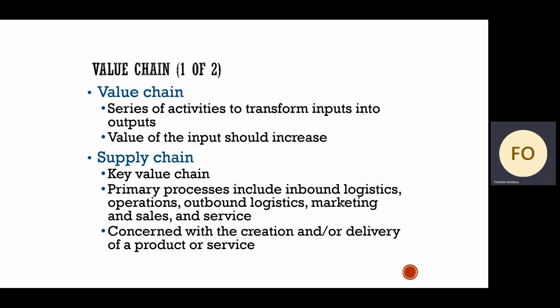In a manufacturing organization, the supply chain is a key value chain whose primary processes include inbound logistics, operations, outbound logistics, marketing and sales, and services. So an organization's supply chain encompasses the processes required to get the right product or services into the right consumer's hand in the right quantity, at the right time, and also at the right cost.